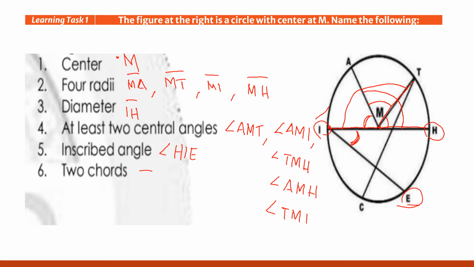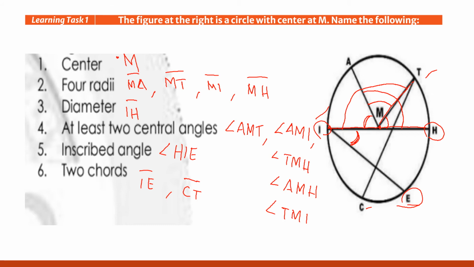So, we have segment IE or segment EI. Alin pa? Yun, yung T at saka itong C. So, segment CT or segment TC. Okay? So, syempre pa, pwede natin i-consider yung chord na IH.